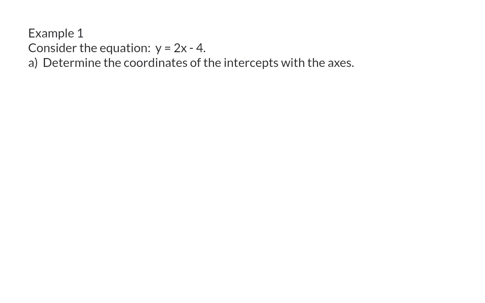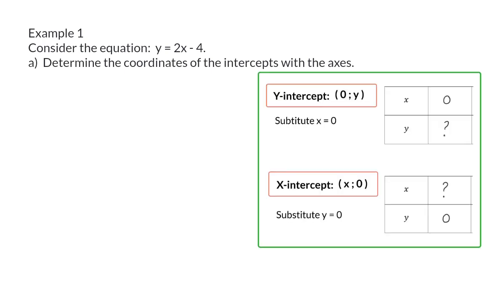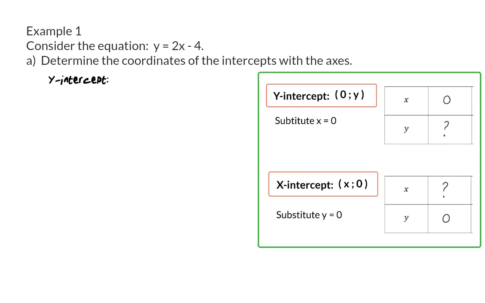Example 1. Consider the equation y is equal to 2x minus 4. Determine the coordinates of the intercepts with the axes. We now know that to determine the y-intercept, we can substitute x in the equation with a 0. That means we'll have 0 minus 4, so the y value will be minus 4. And therefore, the coordinates of the y-intercept will be 0 and minus 4.